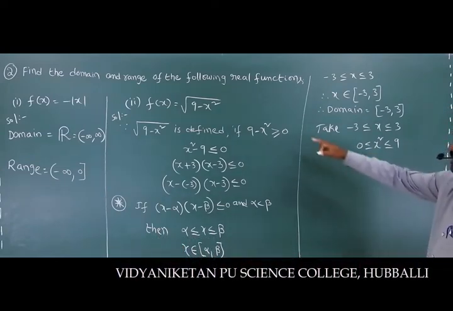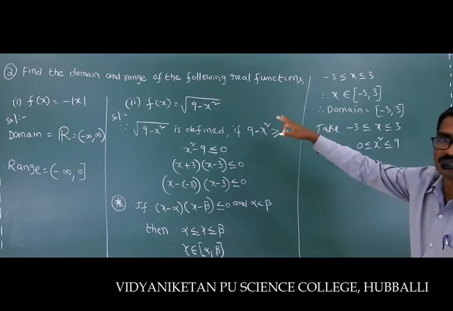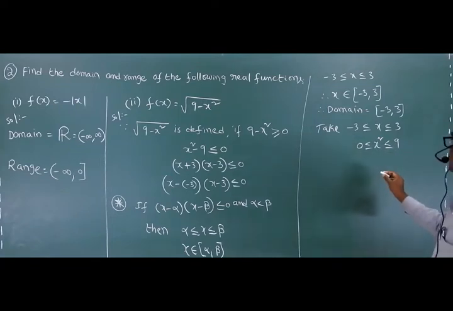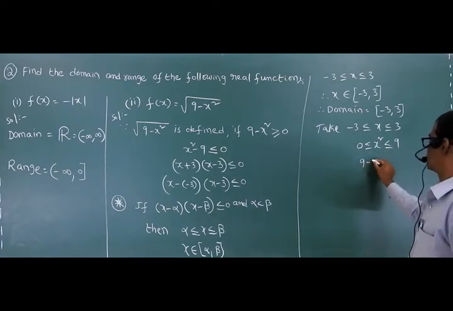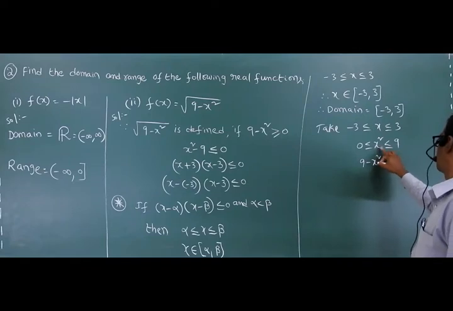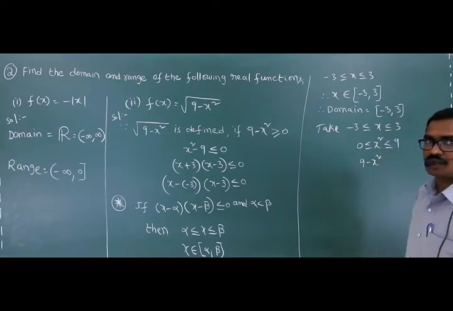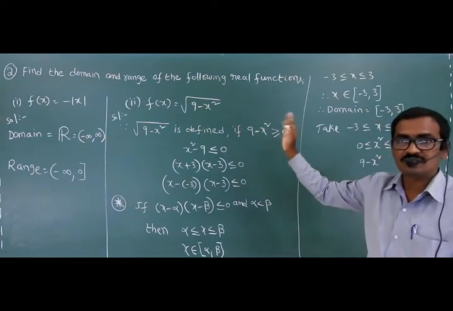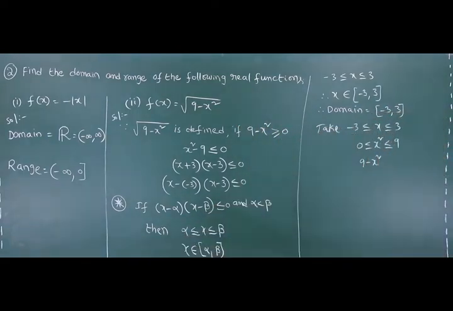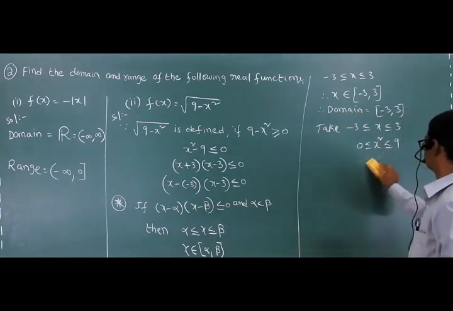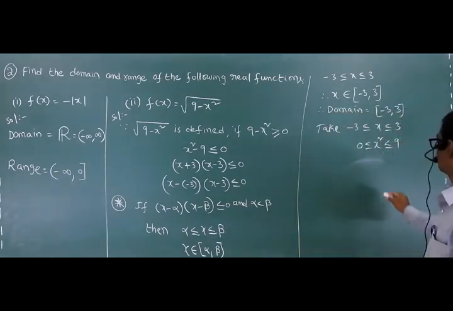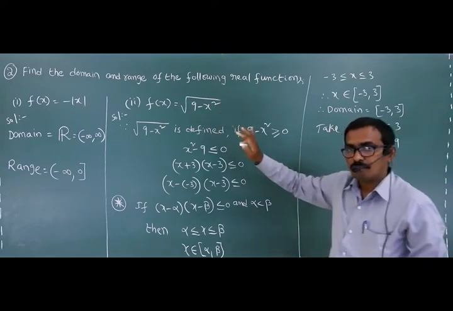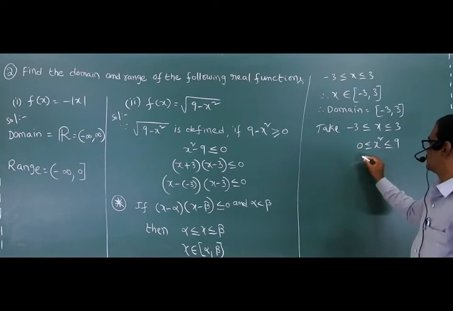And next we want the range of the function root of 9 minus x square. We want the 9 minus x square function. That's why I write here: multiply by minus 1 on both sides, because we want 9 minus x square.